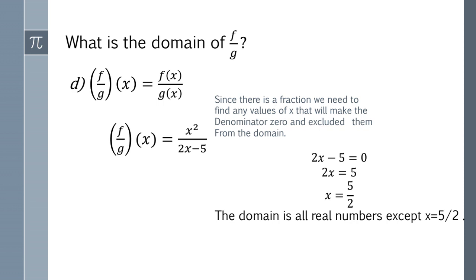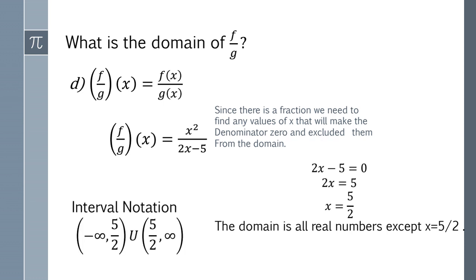Okay, so in interval notation, it is from negative infinity to 5 halves, union from 5 halves to positive infinity. Okay, and these do have to be in order because we read left to right, so we have to start from the farthest left to the right. Okay.